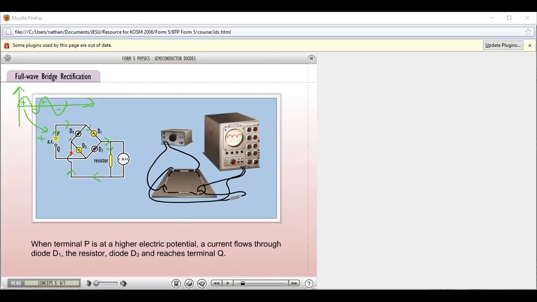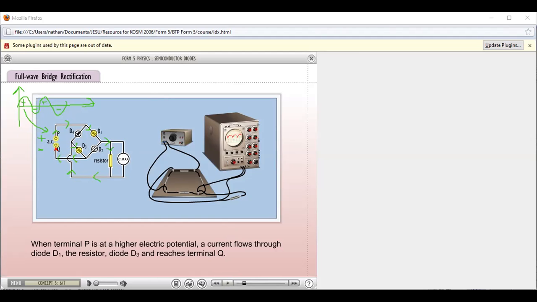Now coming to this junction, it can go to D4, D1, or it can go to D3 and go back to negative. What happens is it goes to D3 and goes back to negative because it only passes through one diode. That means it is the path of less resistance. So because of that, it goes to D3 and then goes back to negative. That completes the first cycle.